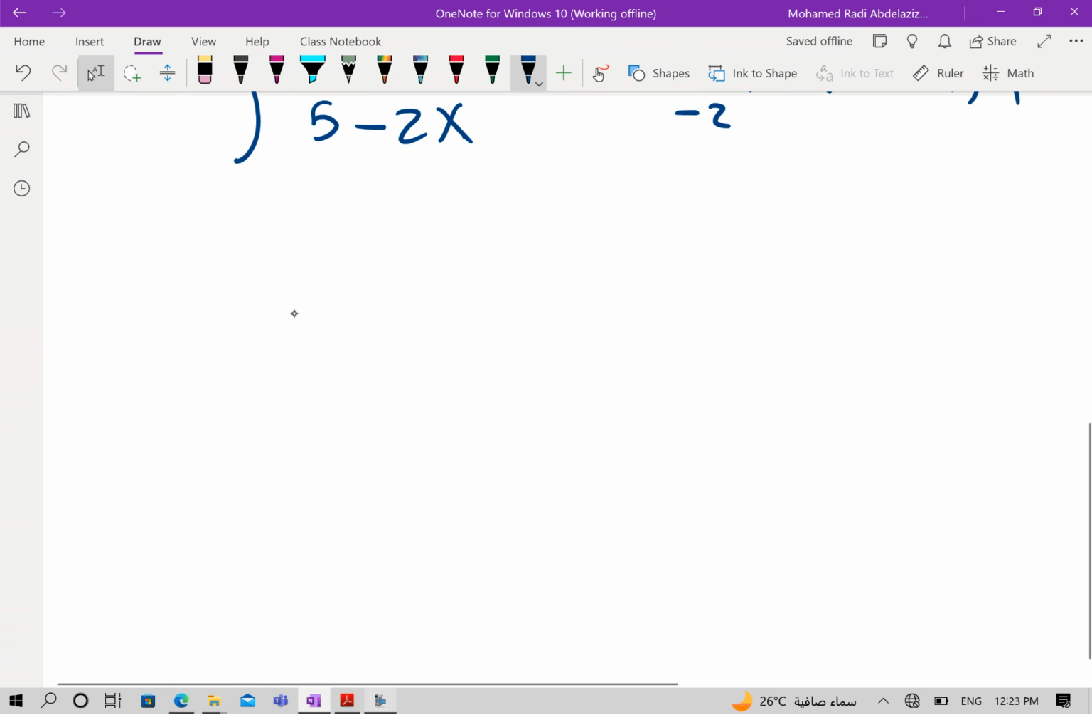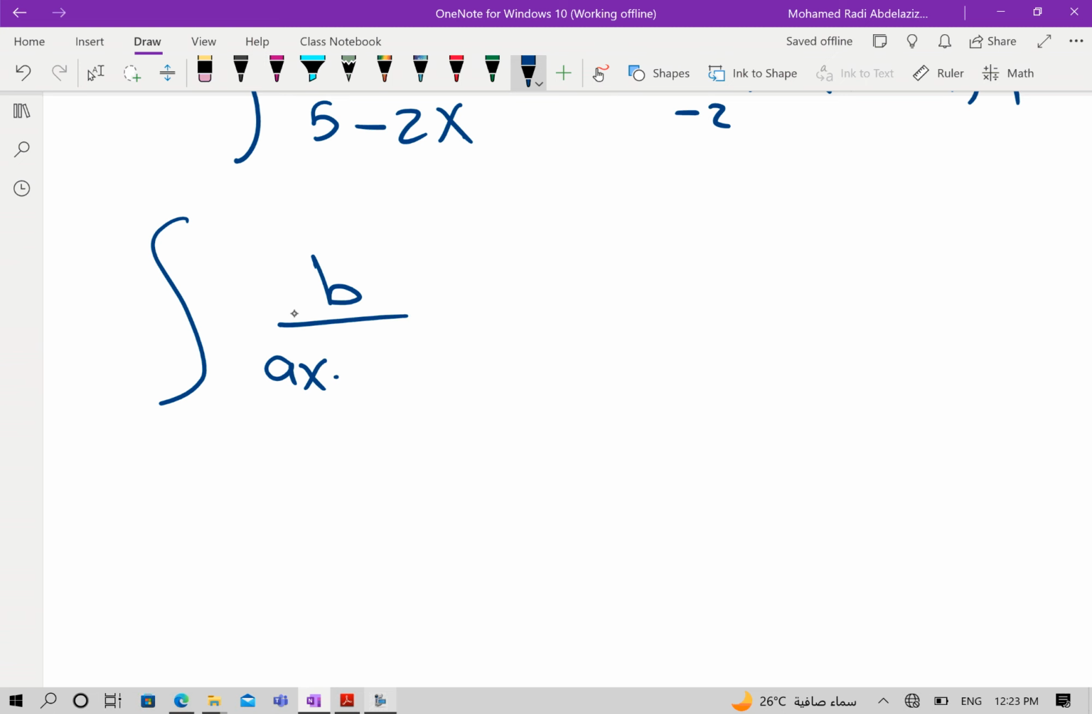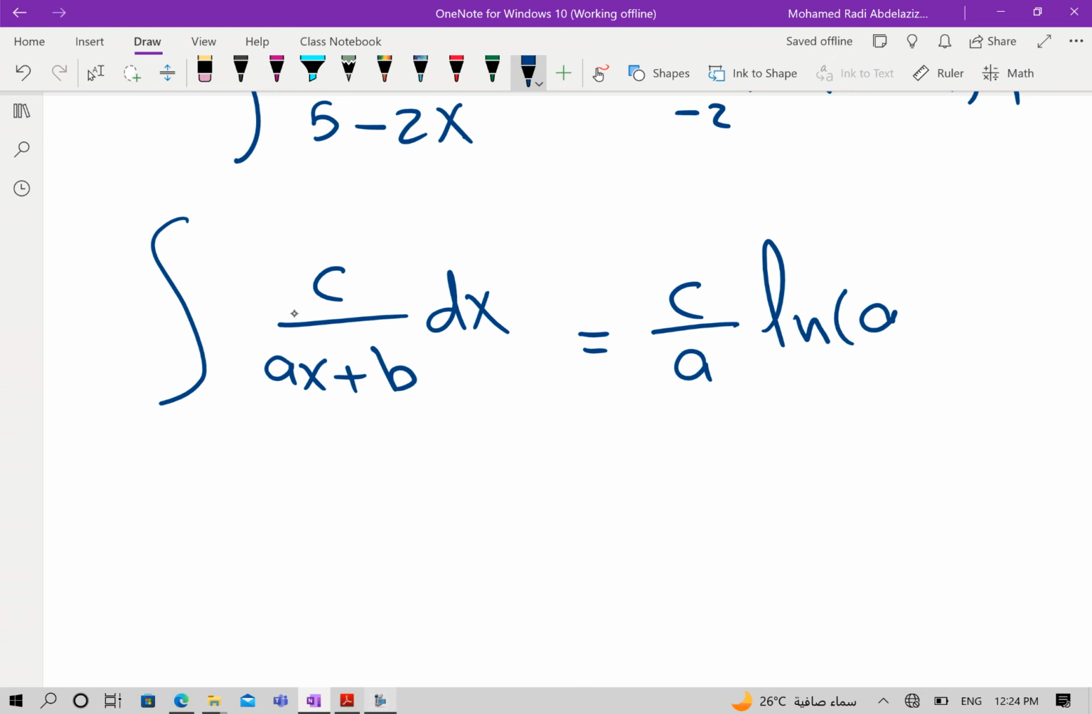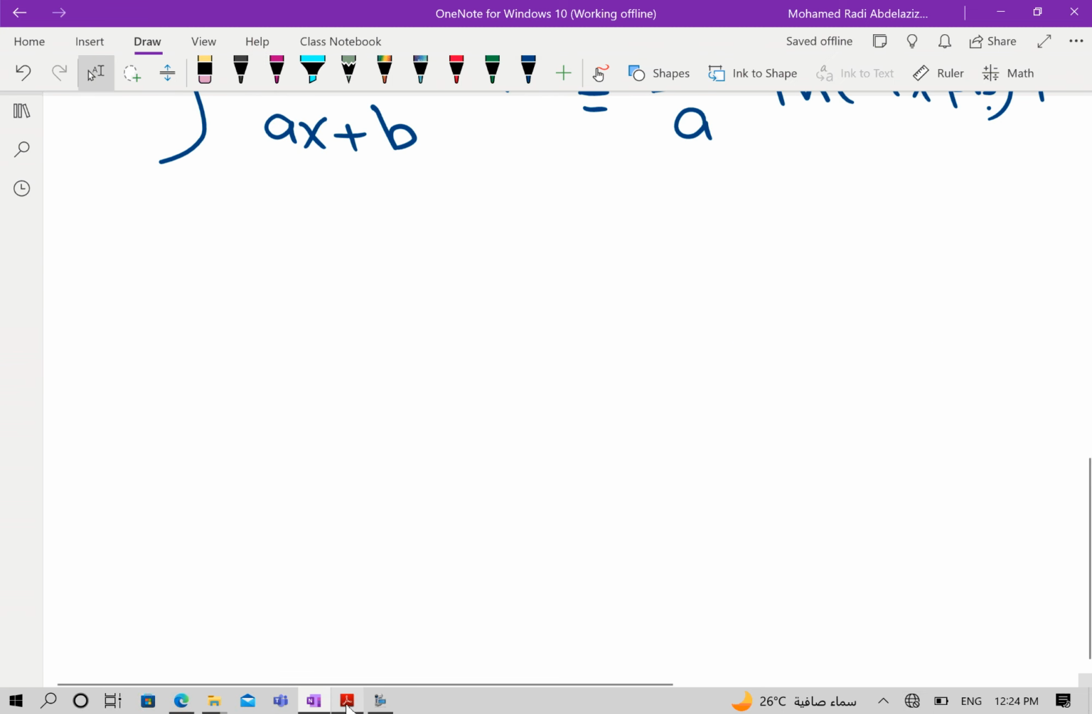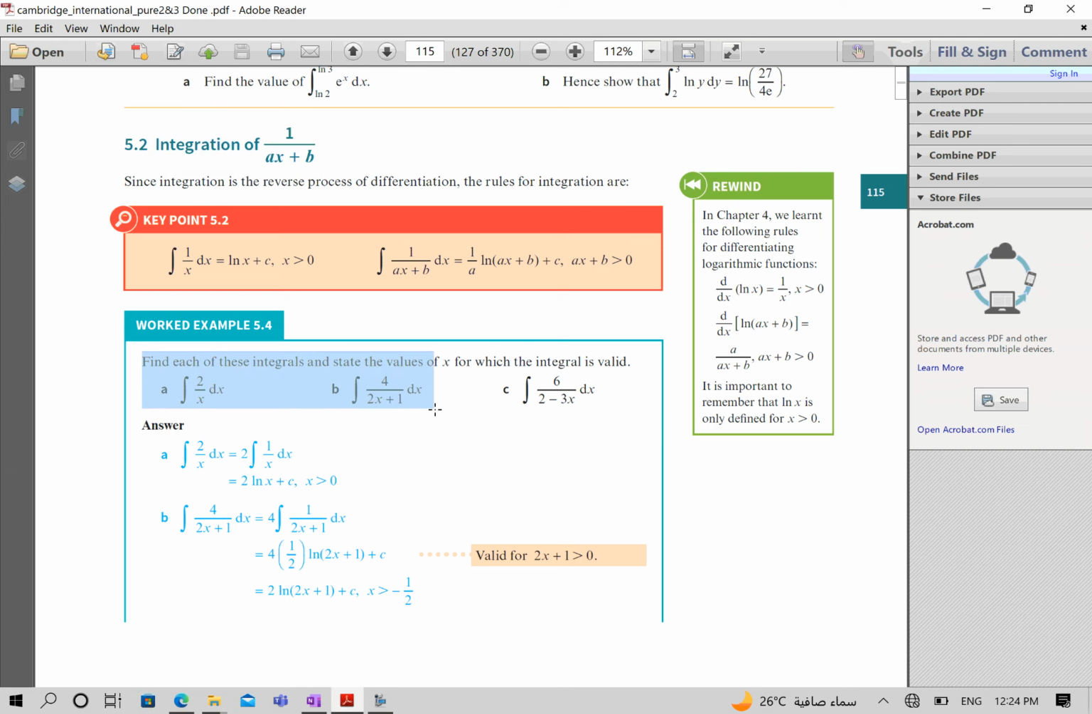What about if we have to integrate a constant number b over ax plus c, written ax plus b with a constant outside, by dx? Keep the constant, whatever it is, divided by a, ln ax plus b, plus c. Let's start now to solve some questions about integrating functions written in this form.